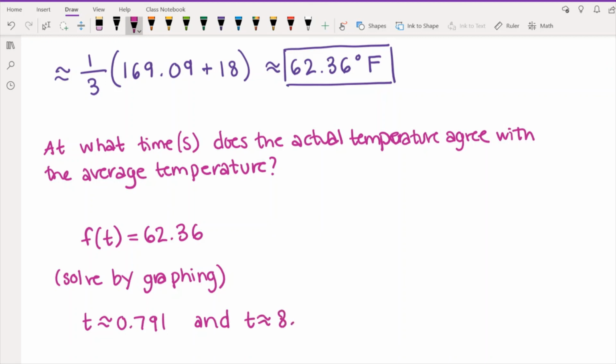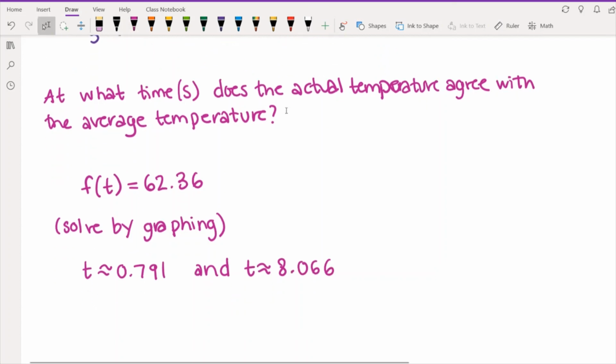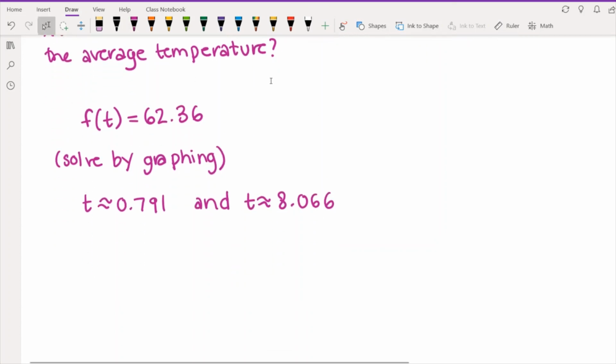So what does that mean in terms of going back to our problem? That means that we have a temperature that's equal to the average temperature at approximately sometime between noon and 1, right? A little bit closer to 1 p.m. or 1 p.m. And then the second time that the temperature is equal to the average would be just a little bit after 8 p.m., right? Because that would be 8 hours after noon.